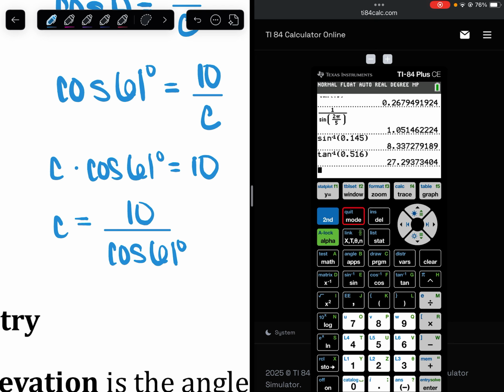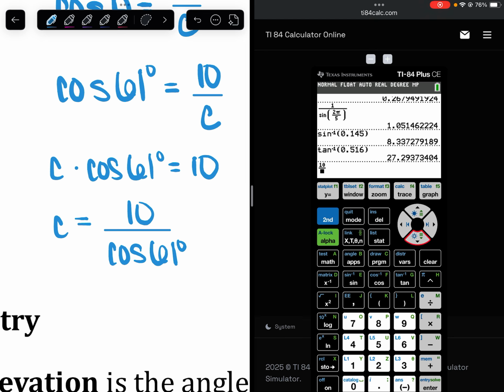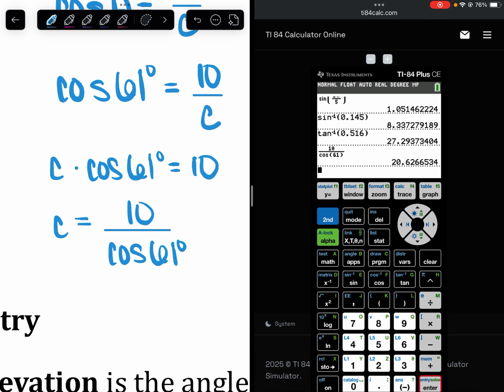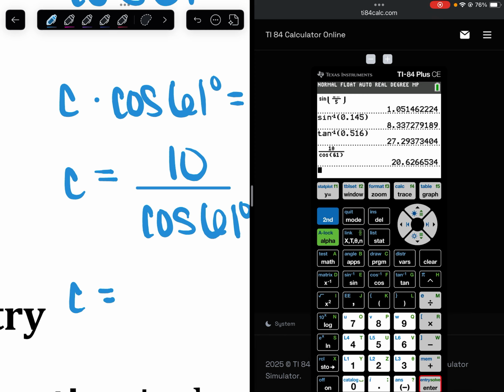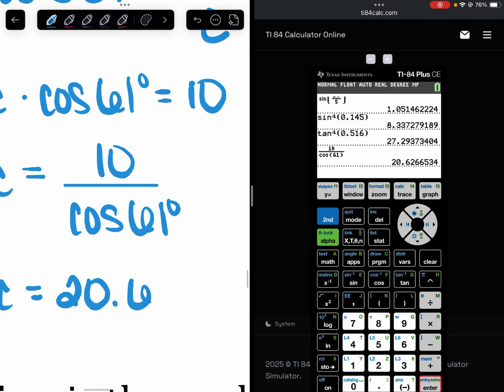So we need to make sure we're in degree mode. I'm going to hit my mode button. All right, alpha y equals 10 divided by cosine 61, close. So c is 20.627.